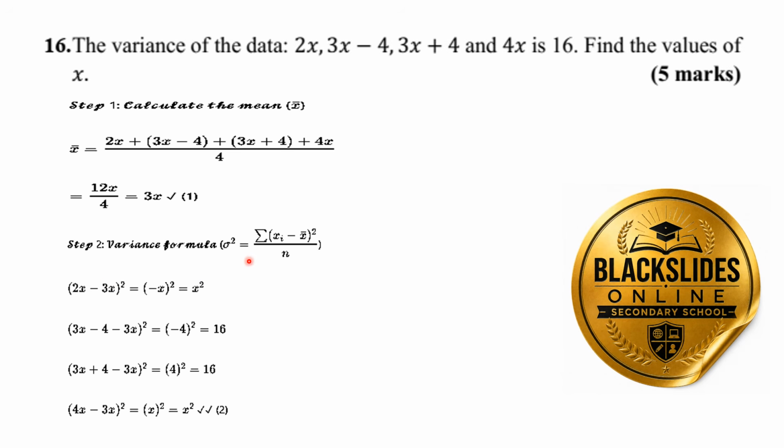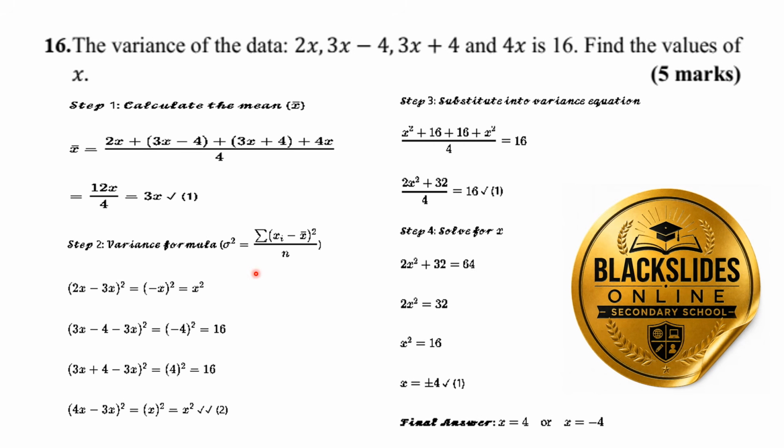So the variance formula says that the sum of all values given minus the mean squared, divided by the number of terms. Simplifying accordingly will help you to obtain an expression in which x can be calculated. So by the end of the day, you will have expressions such as this: 2x squared plus 32 equals 64. Solving for x shall give you plus or minus 4, remembering all the time that the square root of a number can be positive or negative.